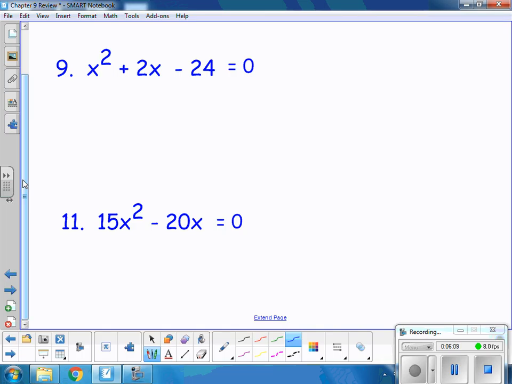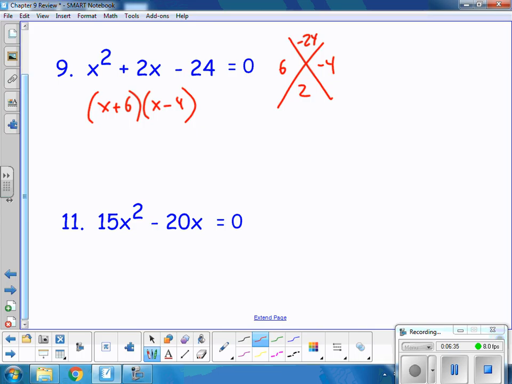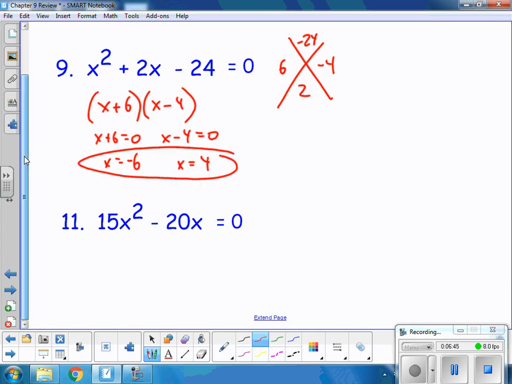First thing I want to do is check to see if there's a GCF, which there is not. The second thing I want to do is see if my A term is 1, and it is. So I'm going to see what times what gets me -24, that when I add them together I get 2. I tried a few things and found that 6 and -4 work. That tells me I need to work with x plus 6 and x minus 4, and zero out each of those. So I end up with x equals -6 and x equals 4, those being both of the solutions.